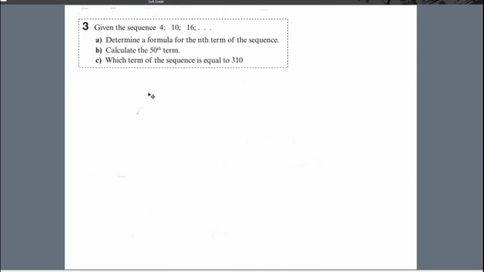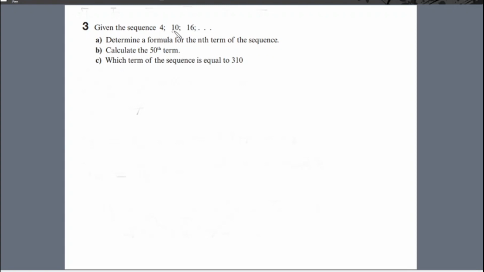Here are our examples. Given the sequence 4, 10, 16, question A says determine a formula for the nth term of the sequence. So they want a formula for Tn. We have a sequence, right? We are given at least 3 terms in the sequence. Therefore, remember from our introduction that if we are given 3 terms in a sequence, we can see whether those terms form a pattern.